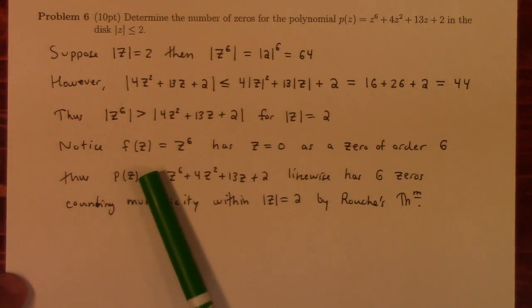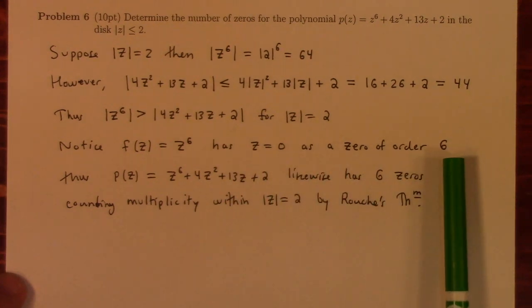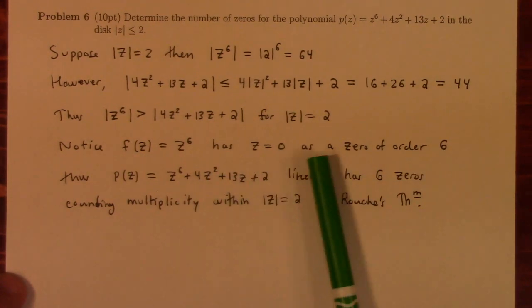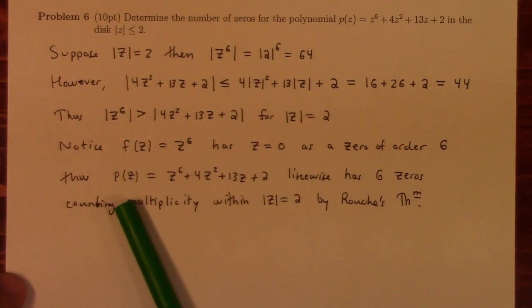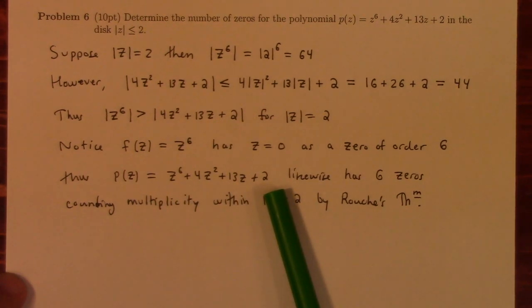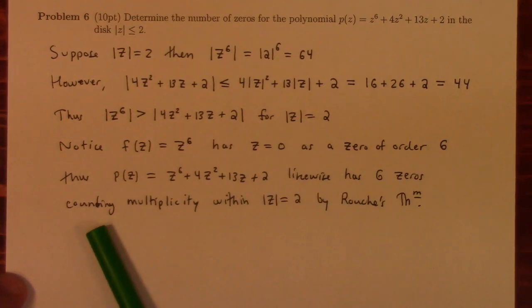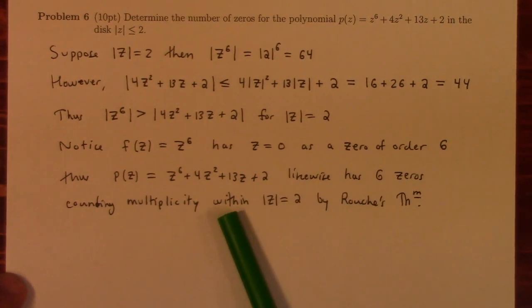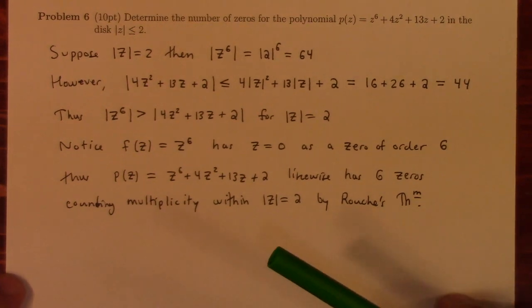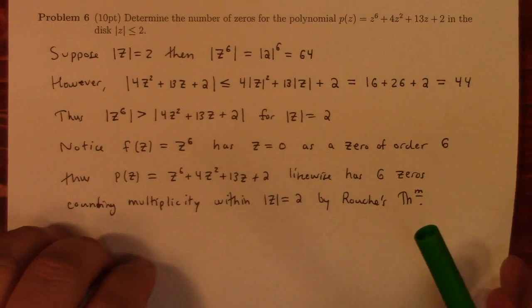But we also notice that f of z equals z to the 6th has a zero of order 6. Which means that p of z equals z to the 6th plus this other term, which is smaller than the first term in modulus, likewise has 6 zeros, counting multiplicity, within the circle modulus of z equals 2. And that, of course, is using Rouché's theorem.